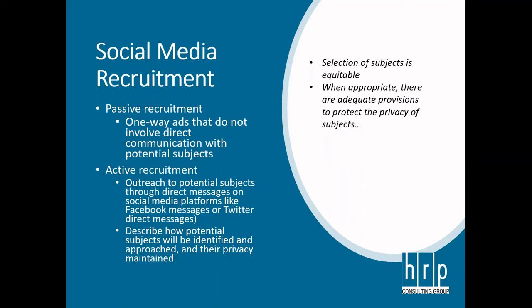The IRB submission should also describe the type of recruitment. Is it going to be passive and/or active? With passive recruitment, it's the one-way ads or banners that don't involve direct communication with potential subjects. If someone sees it and they're interested, they click, they contact the research team. With active recruitment, the research team is reaching out to potential subjects, like using Facebook messages or Twitter direct messages to interact with folks to initiate subject recruitment.